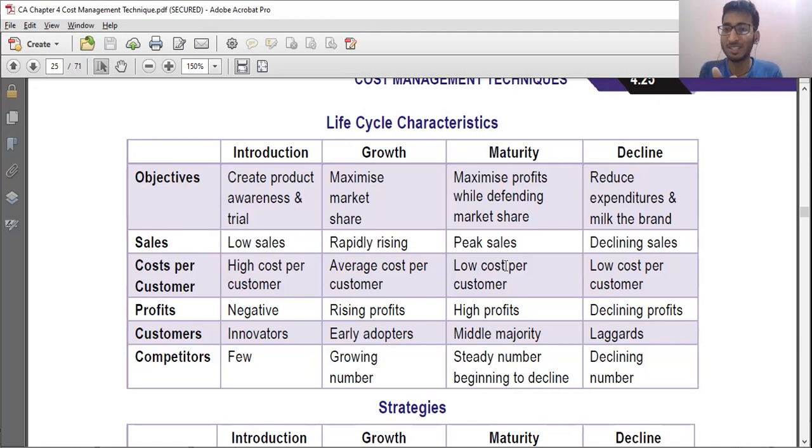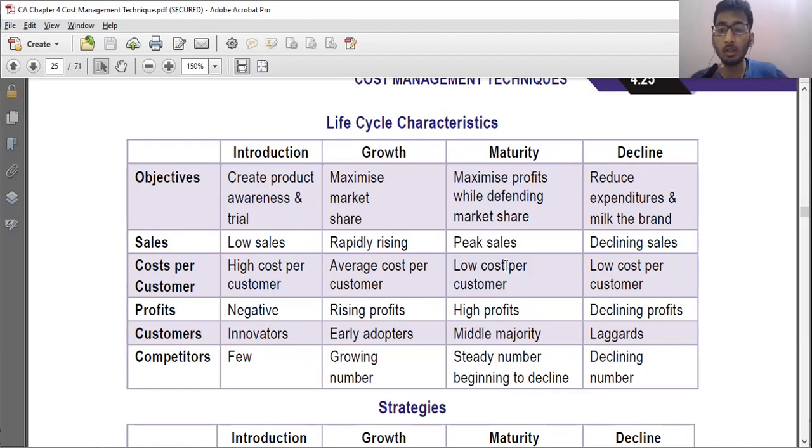I hope you have understood the things, that when sale is at a peak point, the variable cost is also increasing with the sale. But the contribution would also be high, and since the fixed cost would be the same, even at a growth stage or a maturity stage, if we deduct the same lower fixed cost from our total contribution, the profit would be high, because contribution is high. So that's why at the maturity stage, the profit used to be high.